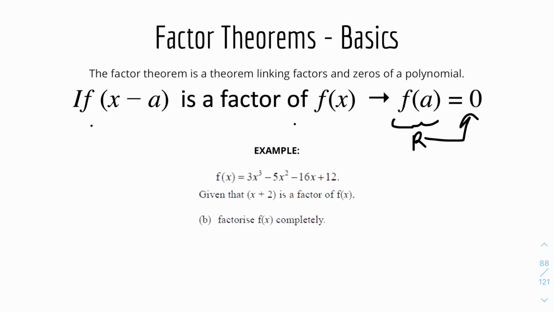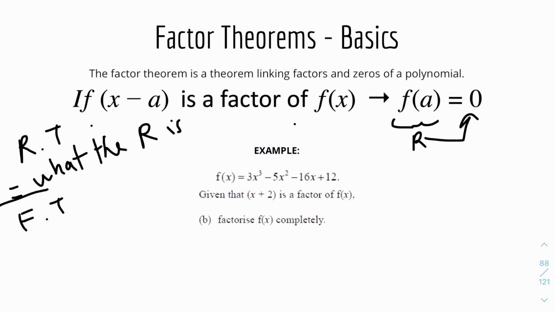So basically the difference is that for remainder theorem, you're trying to find what the remainder is. But for factor theorem, if you're trying to find the factor, you know that the factor will be when the remainder is equal to 0. In this case, it's 0.